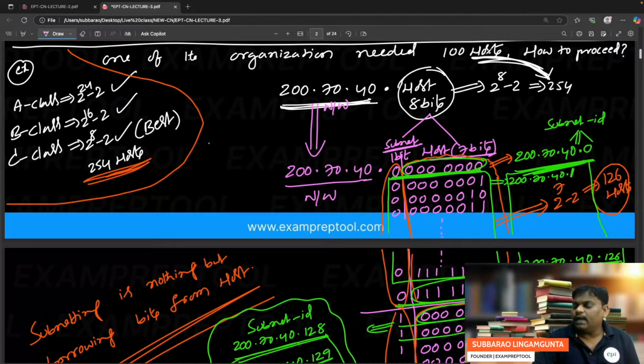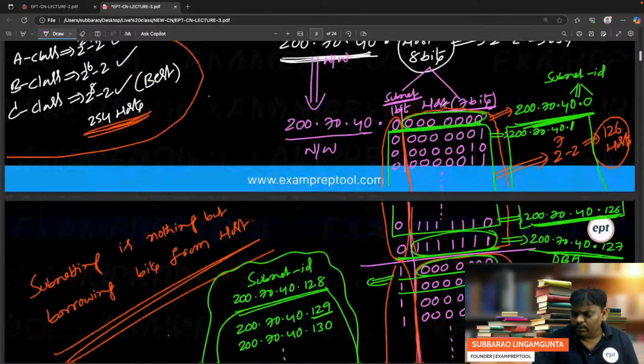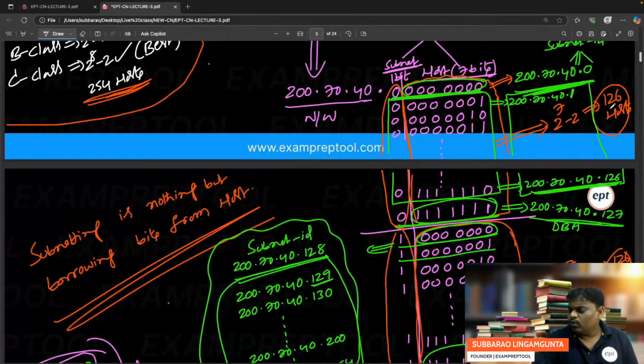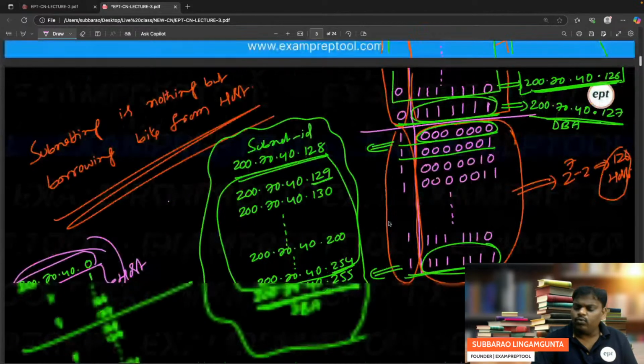Remember, I need 100 hosts, but class C gives 254. Let's go for a division. Subnetting is nothing but the host part being divided into two parts, subnet and host. Borrowing bits from the host is nothing but subnetting. So you get two subnets, each of size 126. Of these two, which one will I take? You can take the above one or the below one.